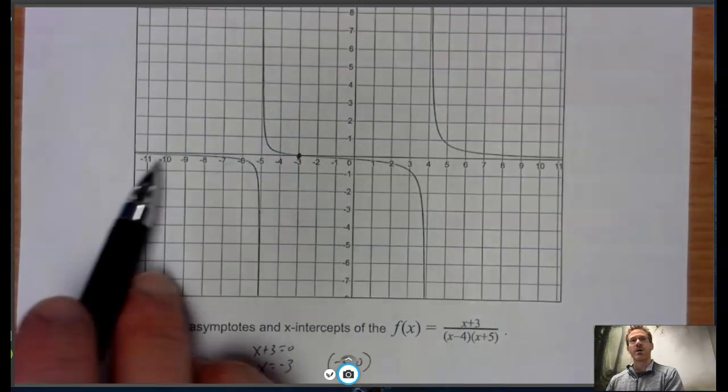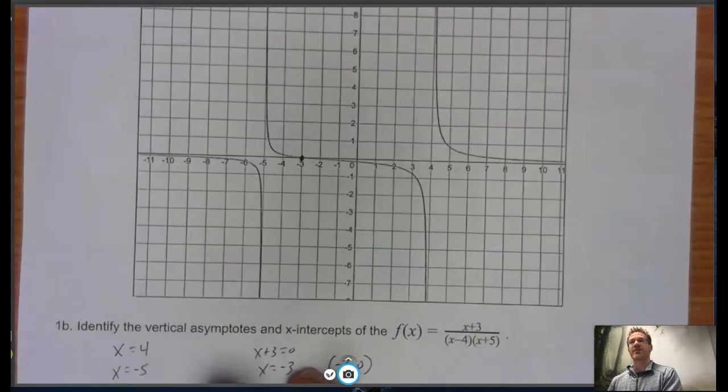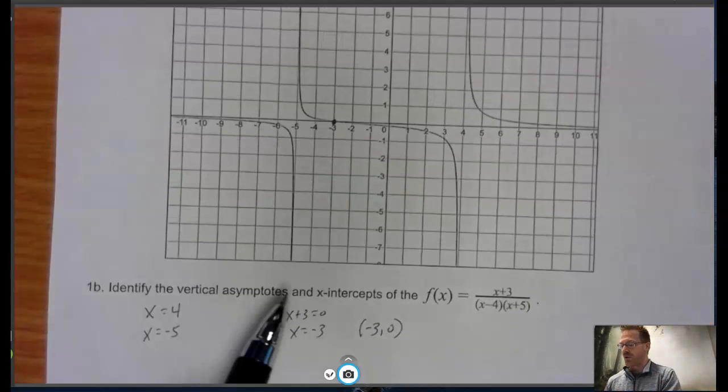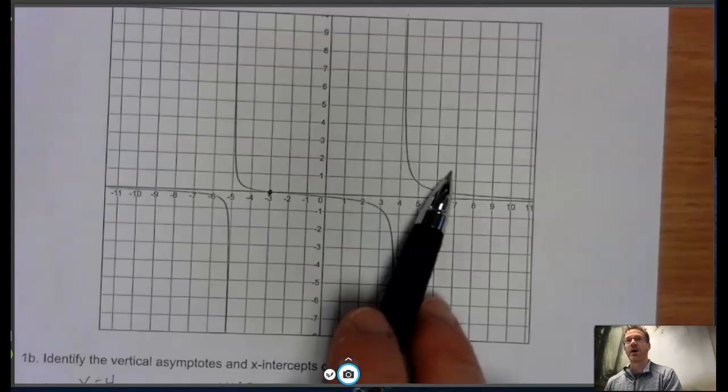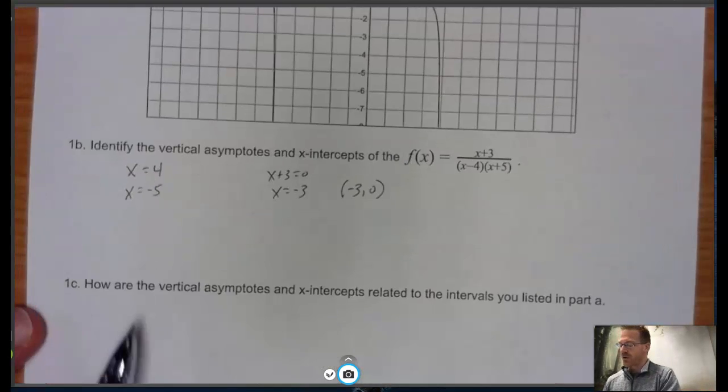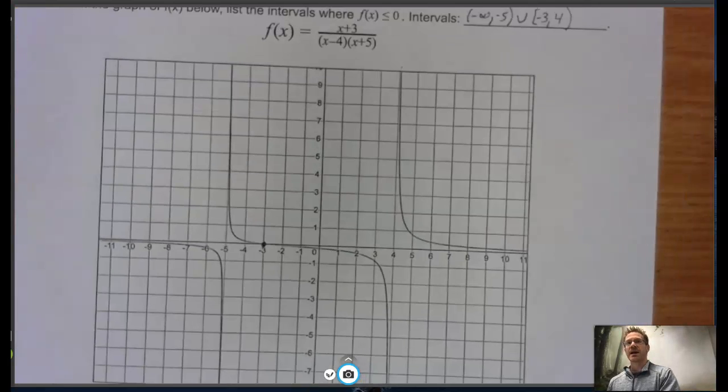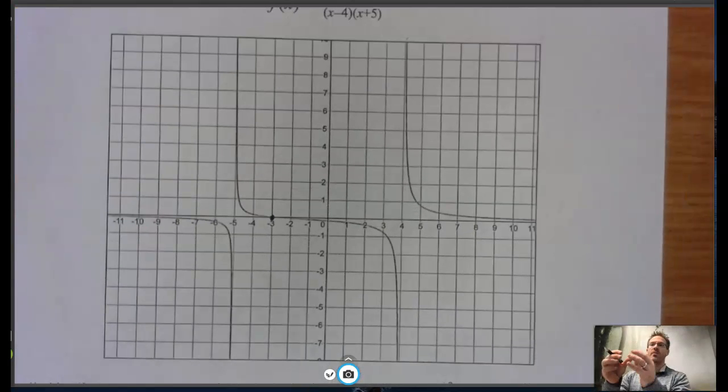And we know with vertical asymptotes that they give us different sections of the graph. We've seen this type of behavior right here, where we have one piece of the graph completely below or above. So the vertical asymptotes and the x-intercepts really break this graph into pieces where we can then check each individual interval and see if it's above or below.